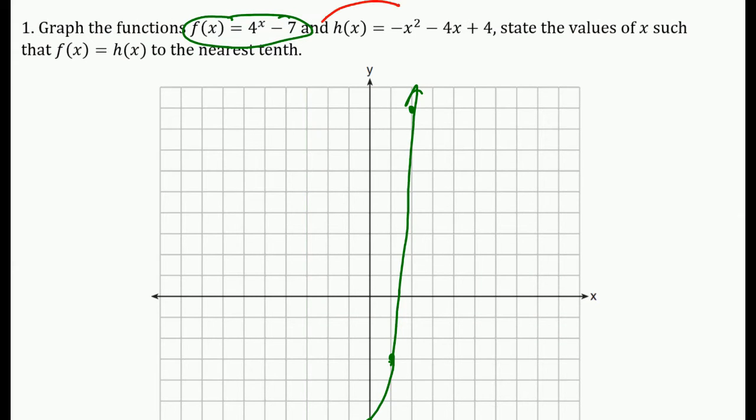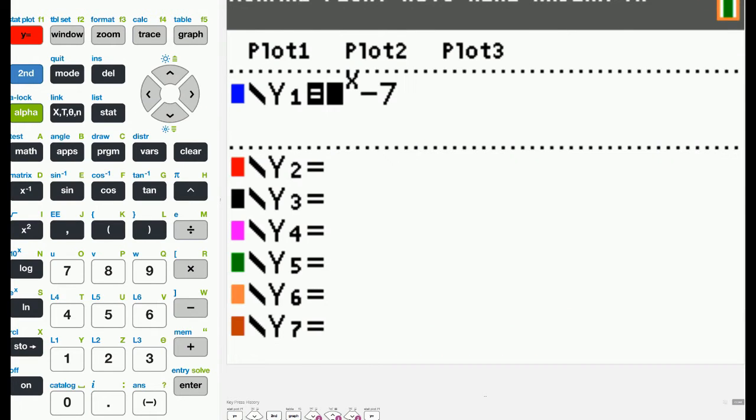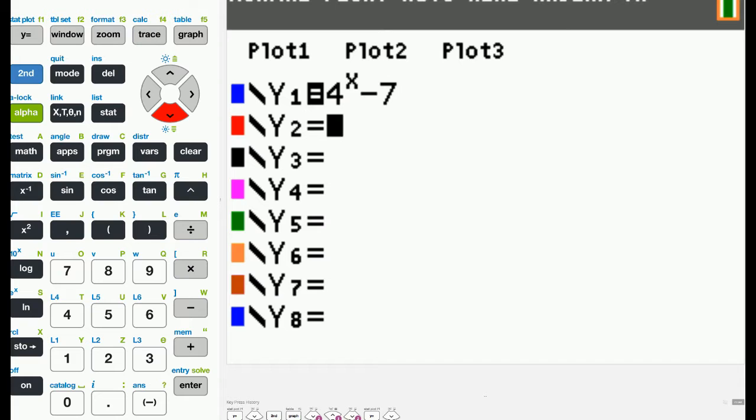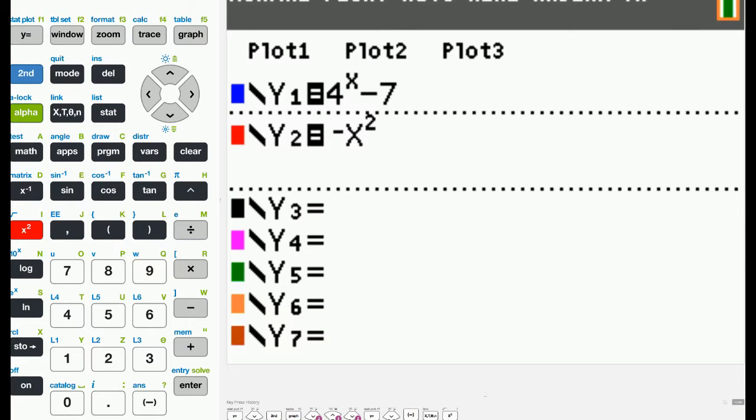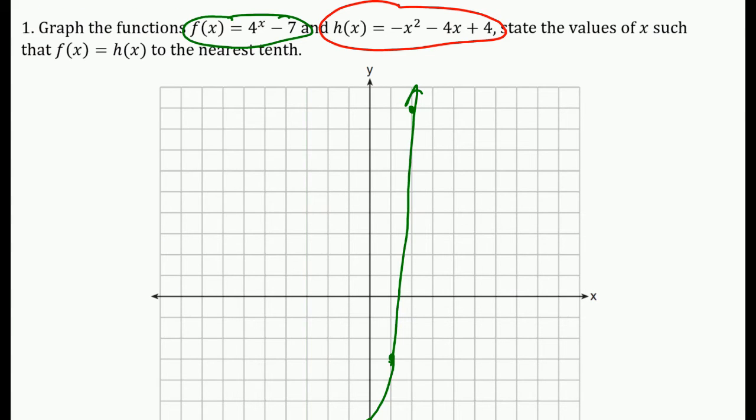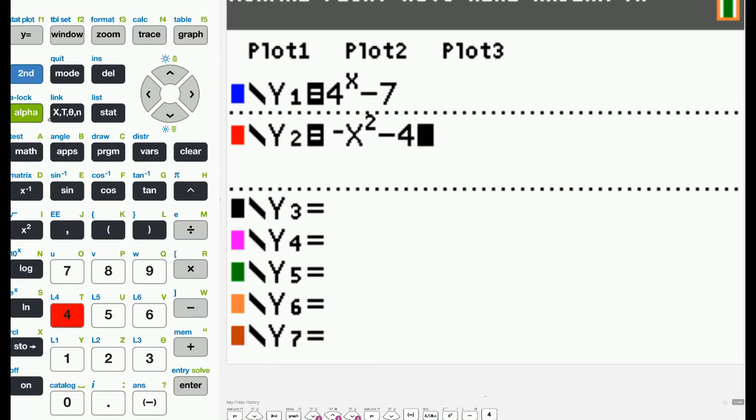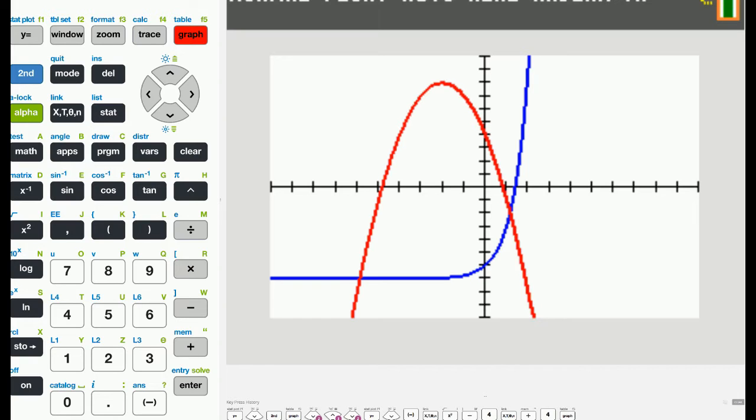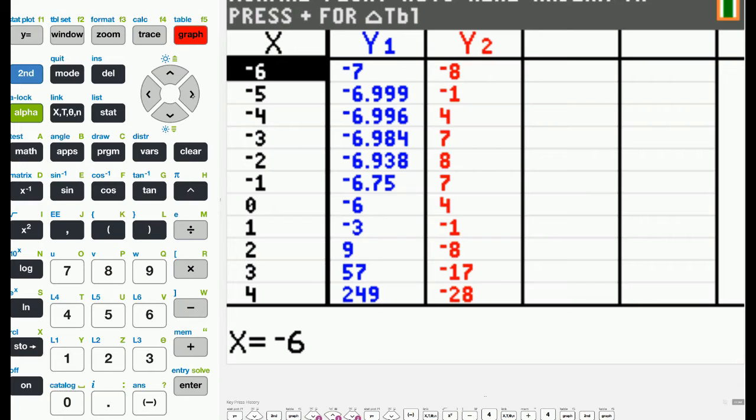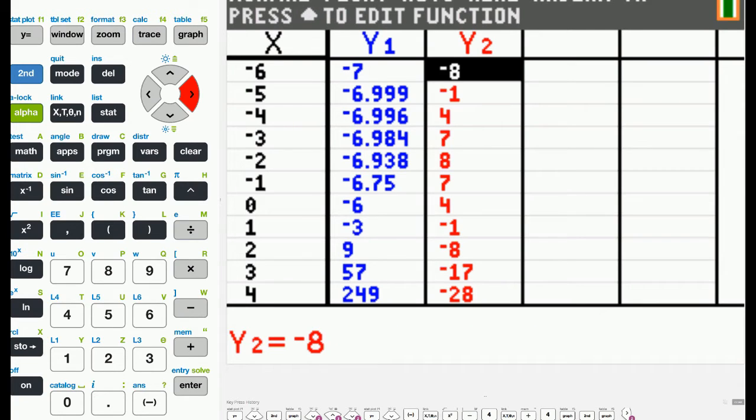And here's h. H of x equals negative x squared minus 4x plus 4. So let me go put that in y2. Negative x squared minus 4x plus 4. We can look at the graph of these. Very nice. And we go look at the table to plot that quadratic. The turning point is at negative 2, 8, because that's where the table begins to repeat itself again.